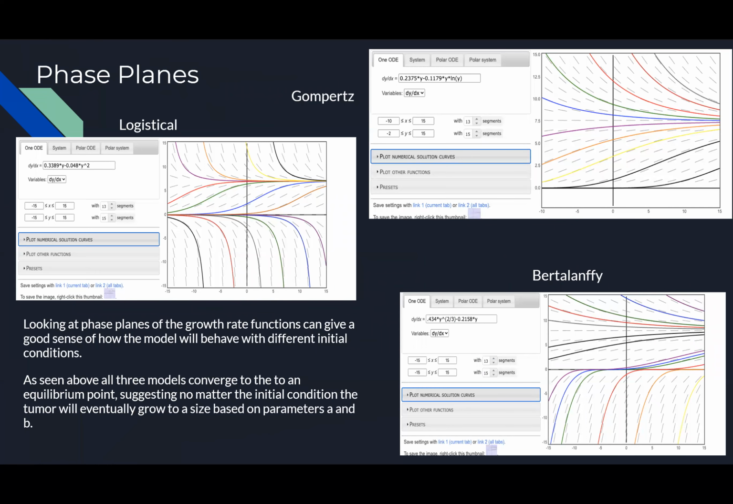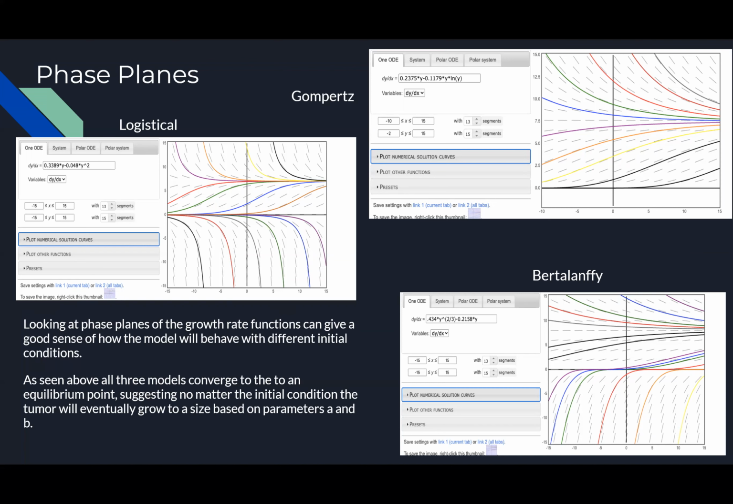We can plug in the A and B values from the table in the previous slide, and we can obtain the phase planes. The phase planes are going to show how general solution curves will be for each model. As you can see in each graph, the colored lines show different possible general solution curves. As you will notice, they all converge to an equilibrium point. For the Gompertz, this is 7.496 and 0. For the logistic model, it is 0 and 6.93. And for the Bertalanffy, it is 0 and 8.13.